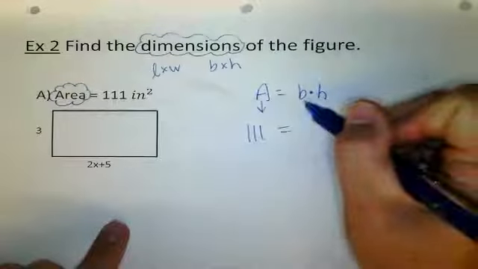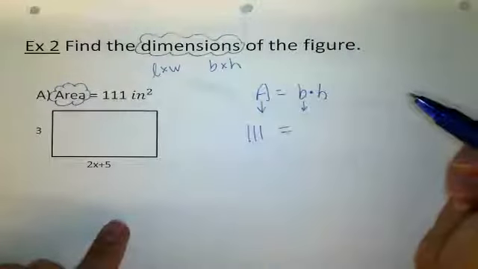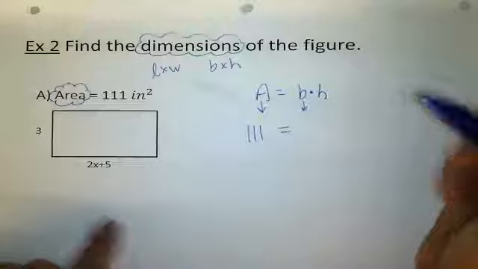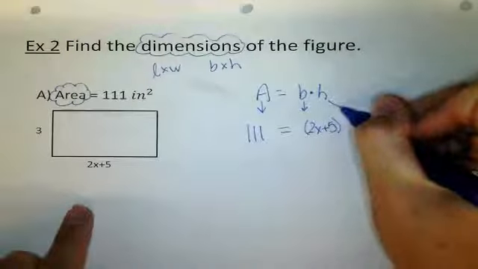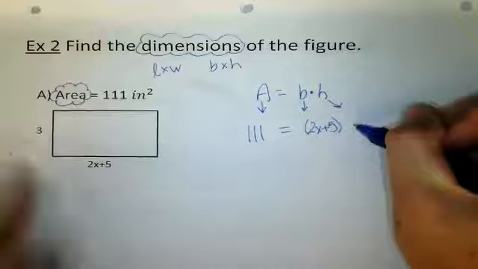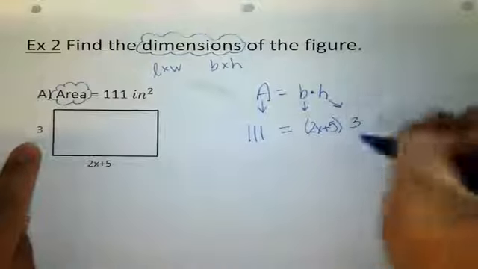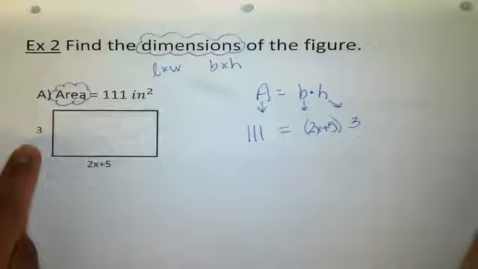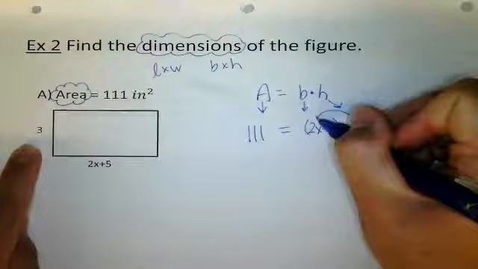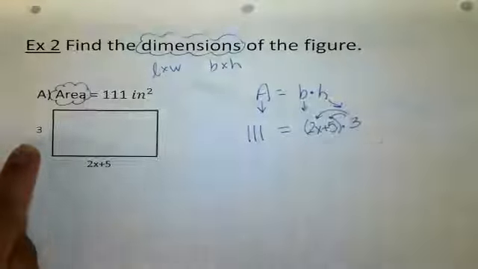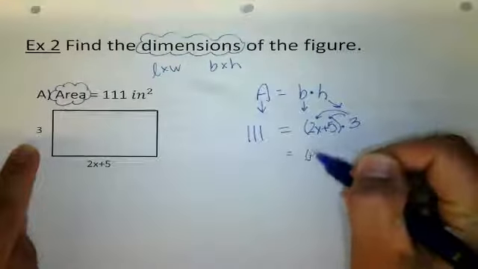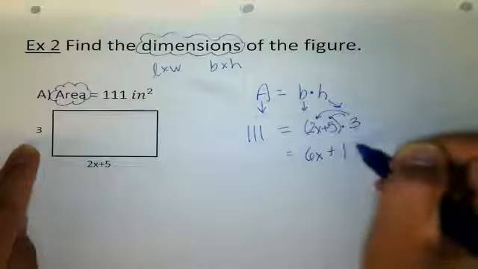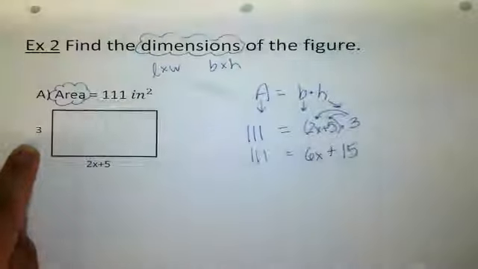And what can I put in place of the base? What's the base of my rectangle? Yeah, 2x plus 5. And what's the height of my rectangle? 3, sure. What do I need to do with this 3 then? Distribute it, yeah, absolutely. So we are going to distribute that. 3 times 2x is 6x, and 3 times 5 is 15, good.